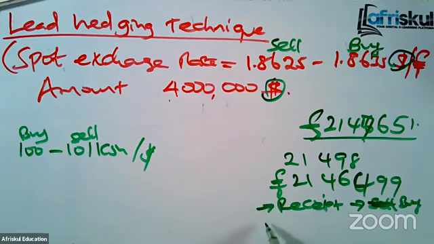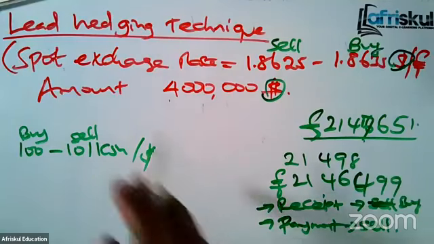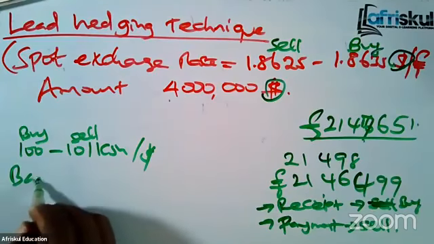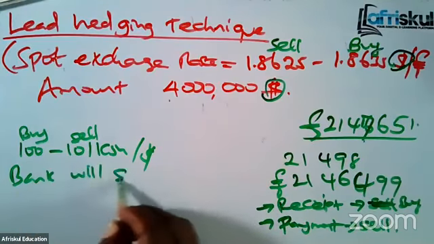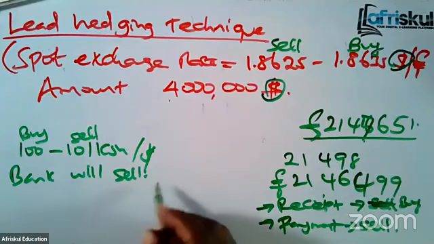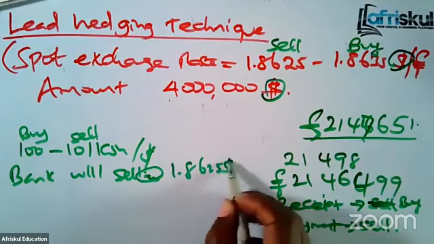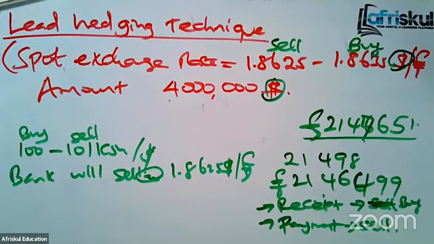But if I want to make an international payment, for payments, the bank will always do what here? Sell to us. So this is a foreign payment, and therefore the bank will do what here? The bank will sell. You have to define the role of the bank. So we'll sell at what rate here? At $1.825 per what here? Per pound.